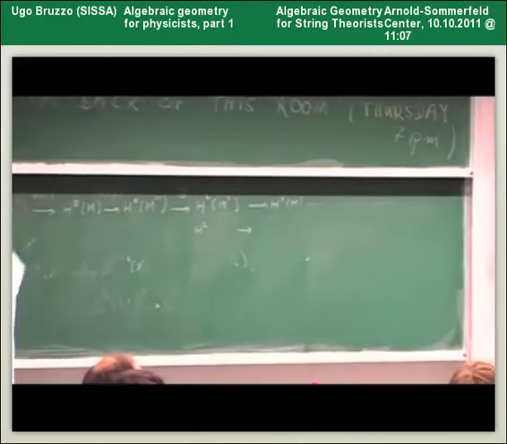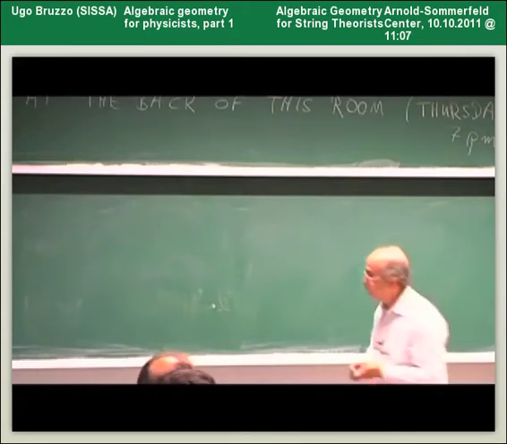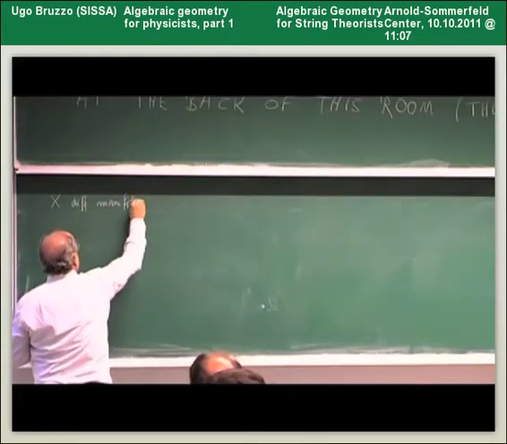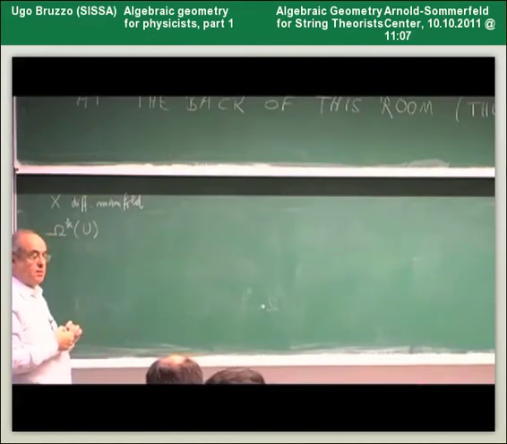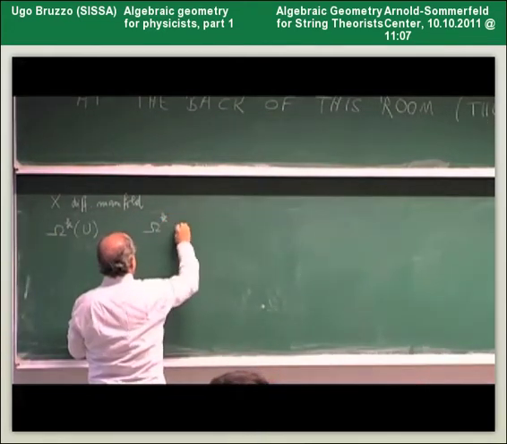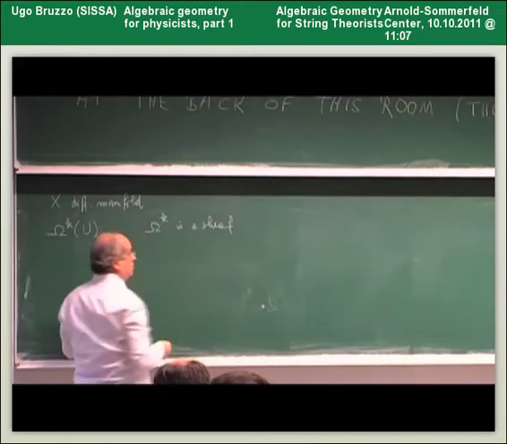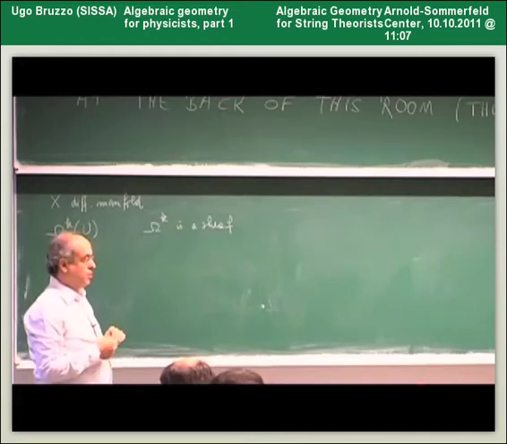Another example, which I leave to your consideration, provided of course you know some differential geometry, but I guess I can assume that this is true. Again, suppose that we have a differentiable manifold. Then we fix a k, and to every open set we associate the k-forms. On every open set we consider the differential k-forms on it. I claim that this is a sheaf. I leave it to you to show it.